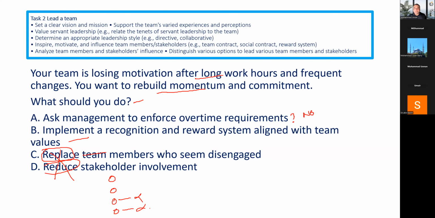So if you look at the first, your answer will be this, right? Working long hours and overtime. But if you look, you want to rebuild momentum, then the better answer is implement a recognition and reward system. So keep going with the mindset of the PMI, what they have taught you in the PMI exam content outline for PMP. Your answer and your approach will be very good.